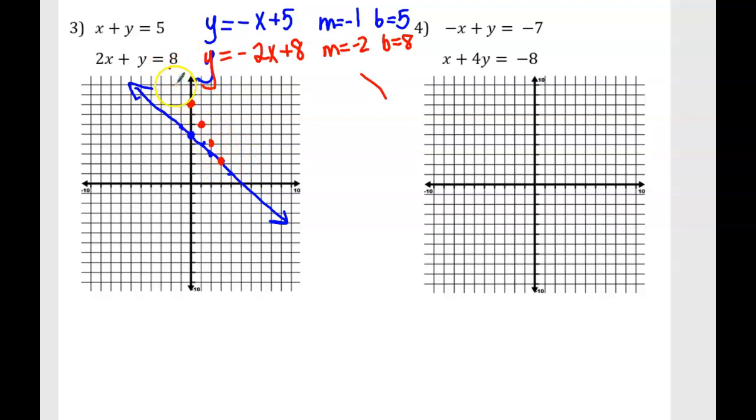Okay, we draw our line, and it looks like it's at 1, 2, 3, 1, 2. So we're at 3, 2. That would be the solution.